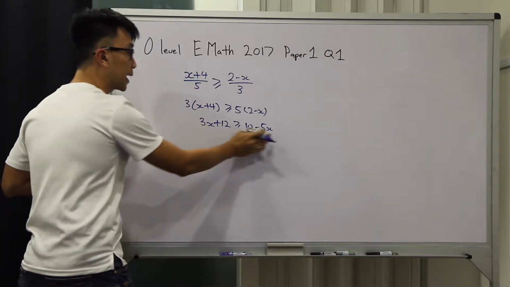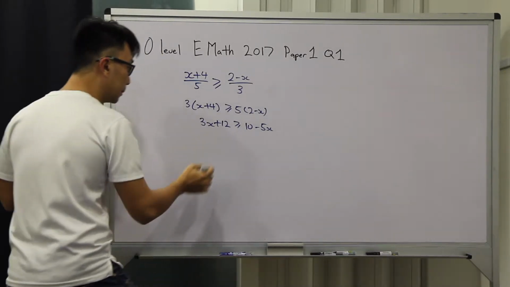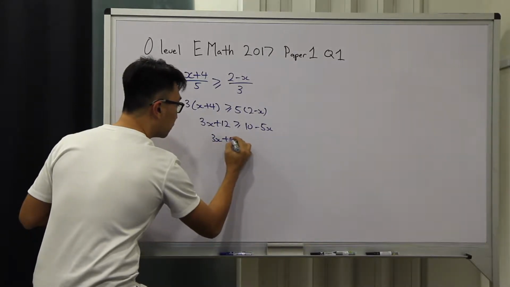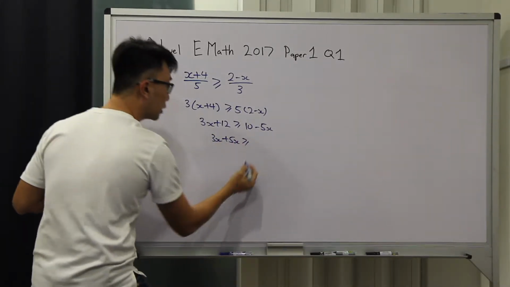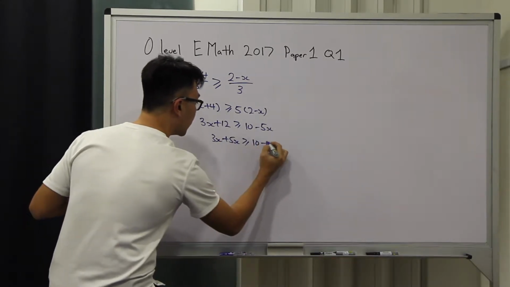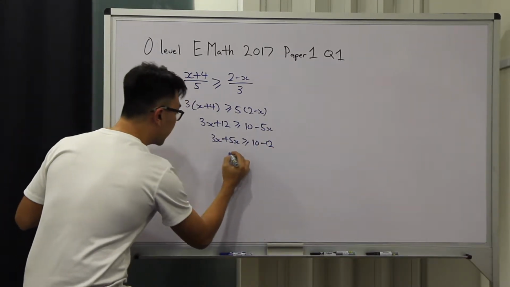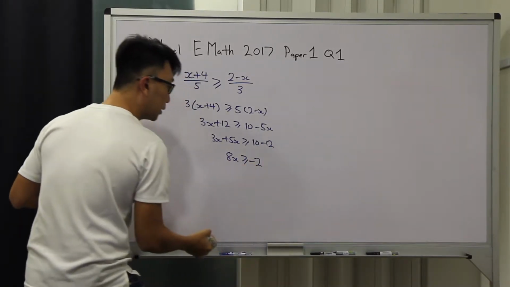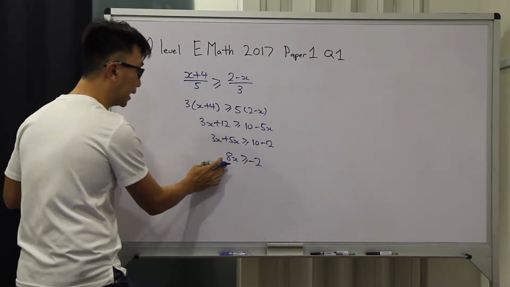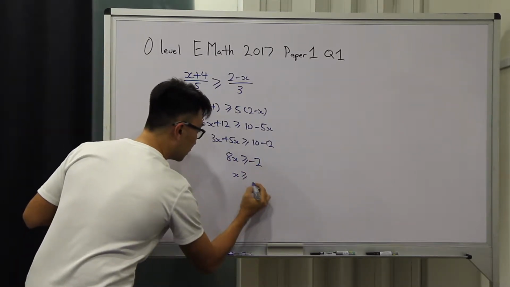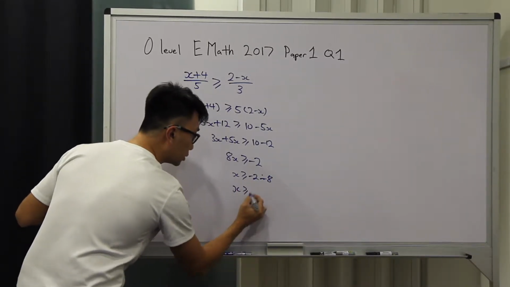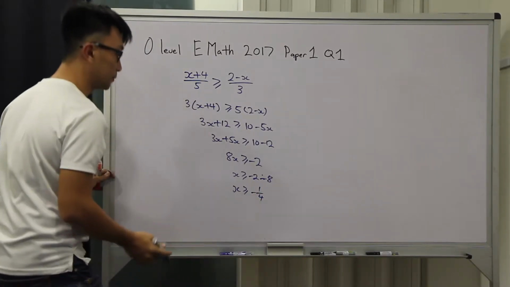Next step will be to get the x on one side of the inequality. So we can shift the 5x over. We'll have 3x + 5x more than or equals to 10 - 12. That will give us 8x more than or equals to -2. And when we divide both sides by 8, we'll have x more than or equals to -1/4. So this will be the answer for part A.